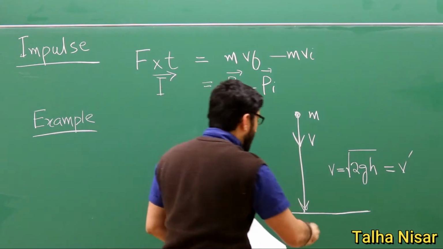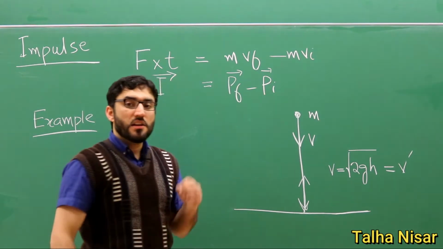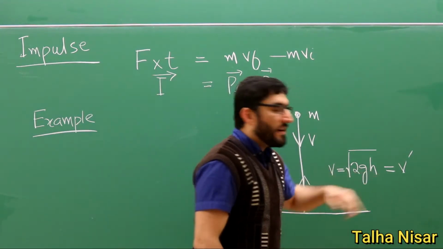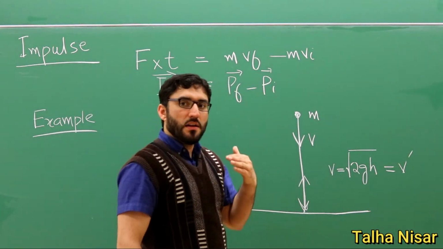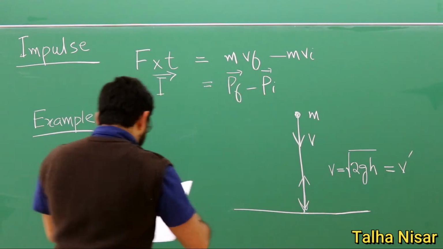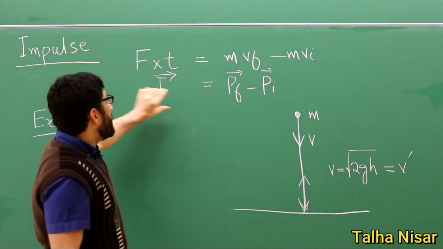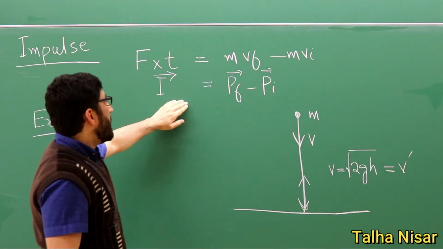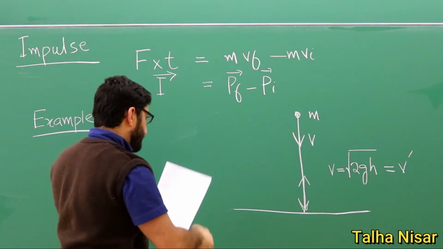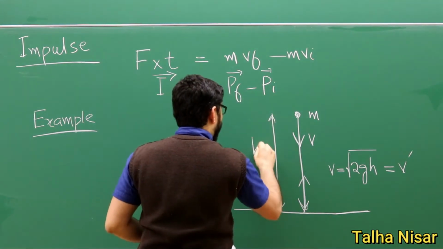When it hits the ground, in the case of an elastic collision, it will come back with the same velocity. So the initial velocity and the final velocity will be the same, which means the kinetic energy before and after the collision will be the same. Now what we are discussing here is the impulse, which is the change in the momentum, and this distance is h.